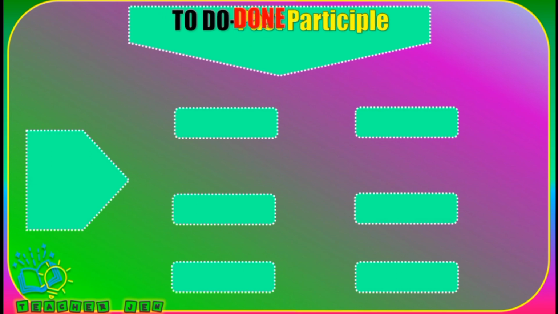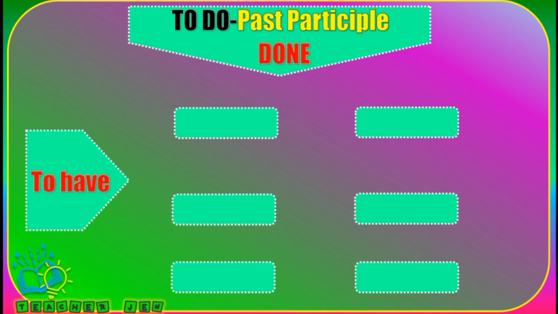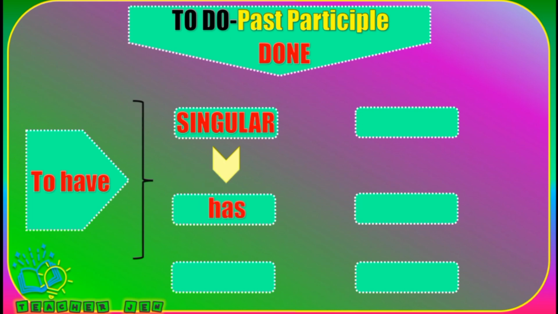The last form of the to-do verb that we are going to tackle here is the past participle of to do, which is done. Take note that past participles are accompanied by to have, and in this case, we must consider whether our subject is singular or plural. If our subject is singular, we use the verb to have in singular form, which is has, followed by the to-do verb done. For example, has done.